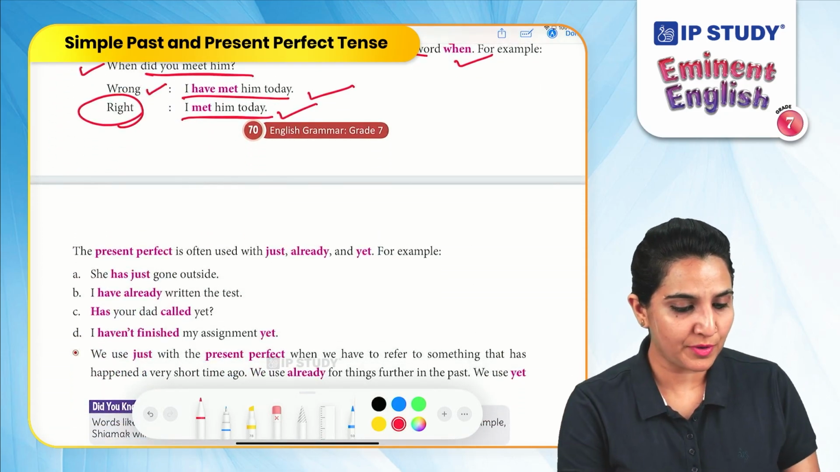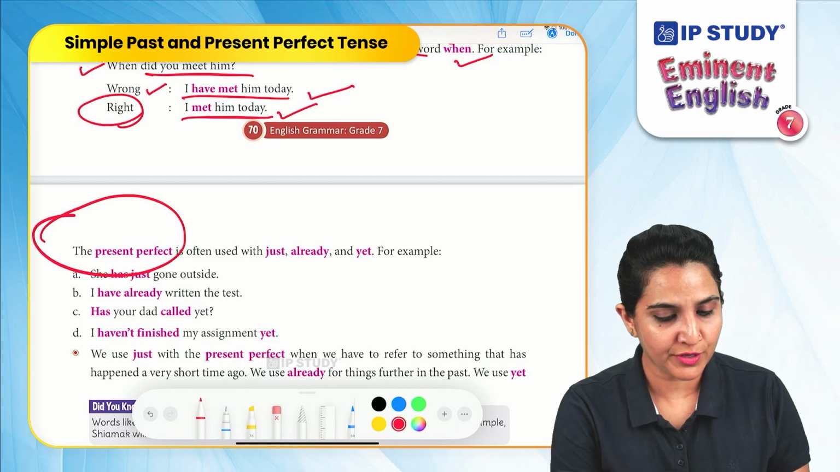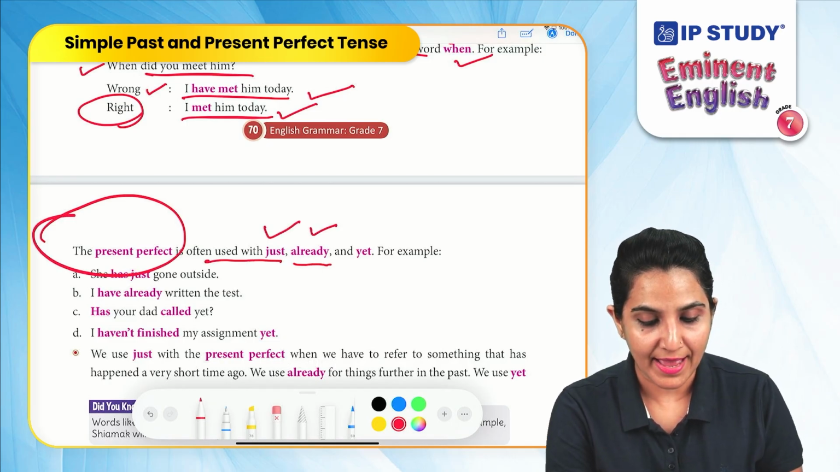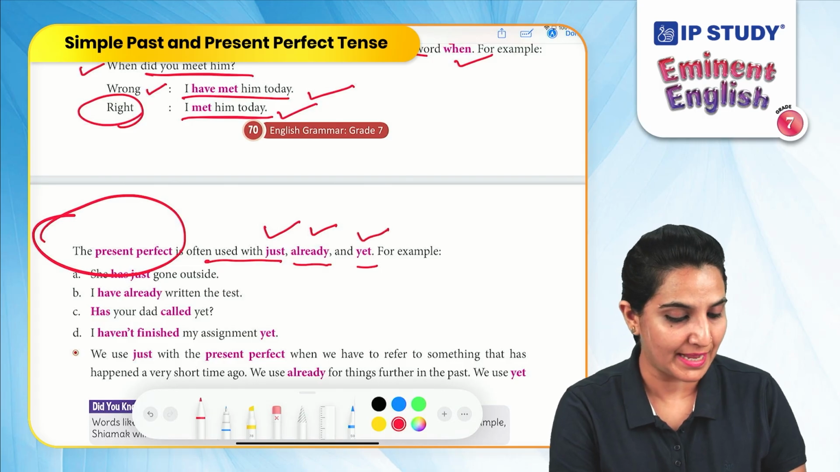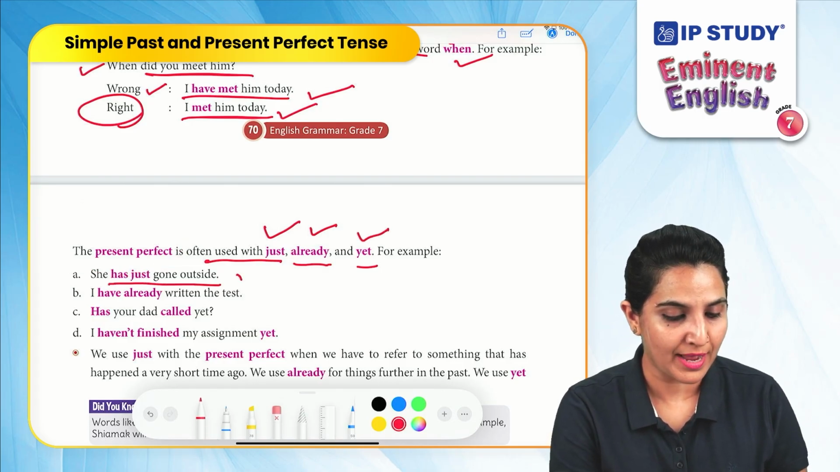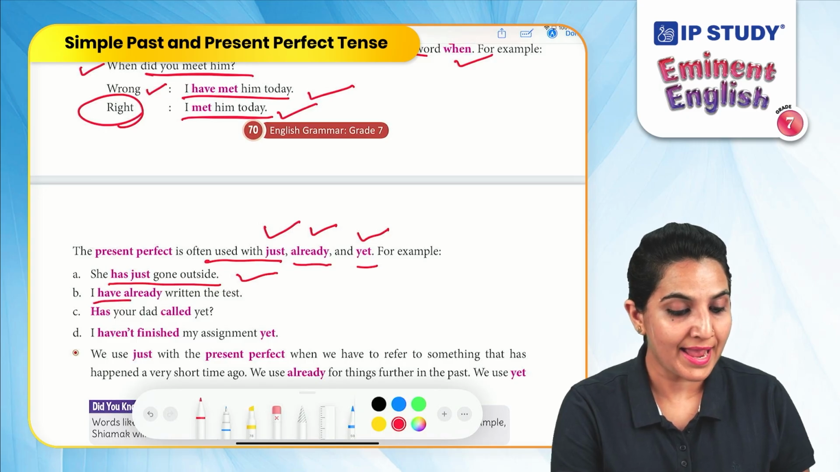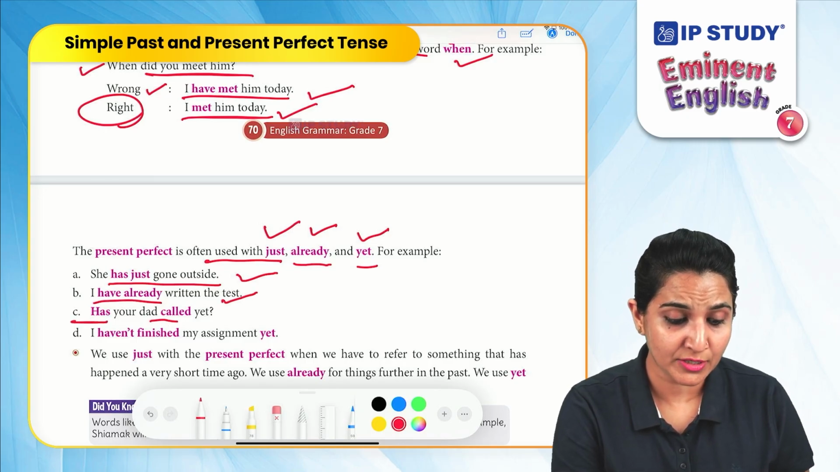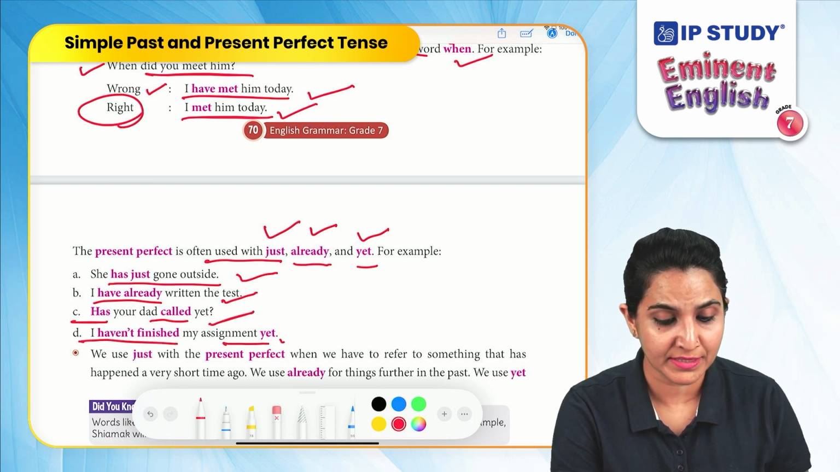The present perfect tense is often used with just, already, and yet. For example, she has just gone outside. I have already written the test. Has your dad called yet? I haven't finished my assignment yet.